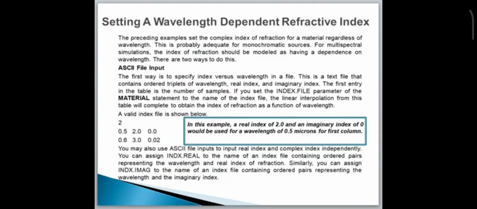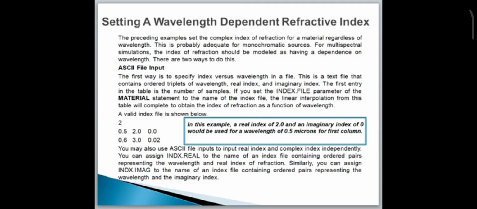Next, setting a wavelength dependent reflective index. The preceding example set the complex index of reflection for a material regardless of the wavelength. The previous method I have discussed, in which I have not considered the wavelength. In the next method, I will consider the wavelength. This is probably advocate for monochromatic source.